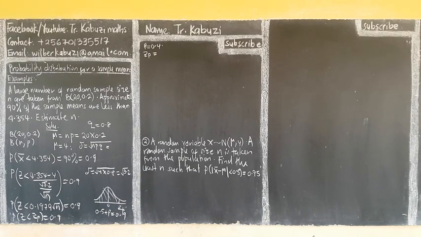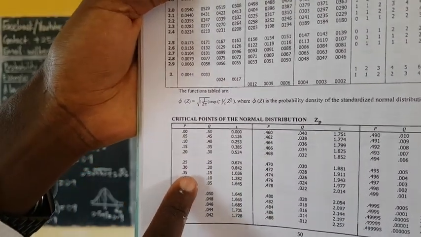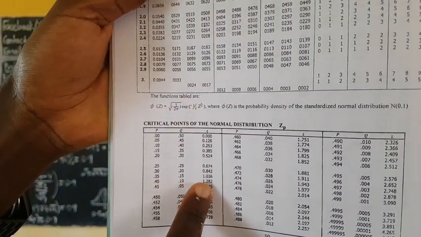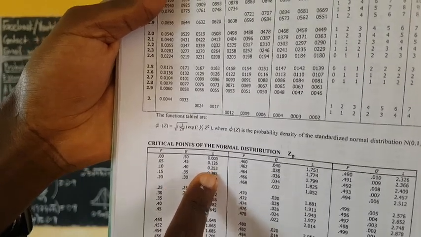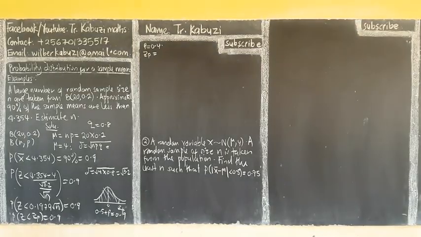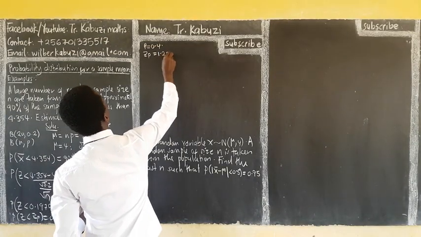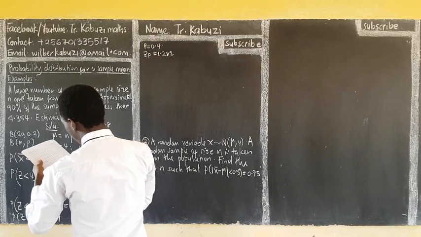Let me show you how I'm getting it. You see my table: p is 0.4 from here. So 0.4 is there, then the corresponding value of z, I think you see, is 1.282. That's the corresponding value of z.